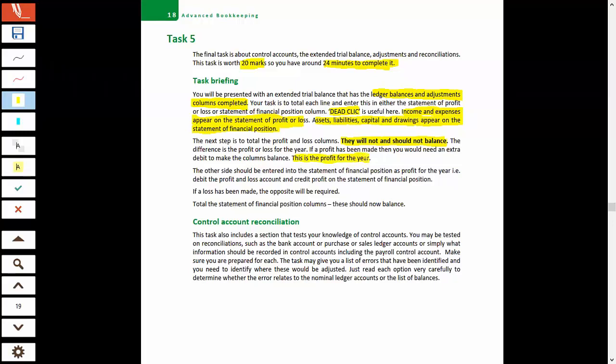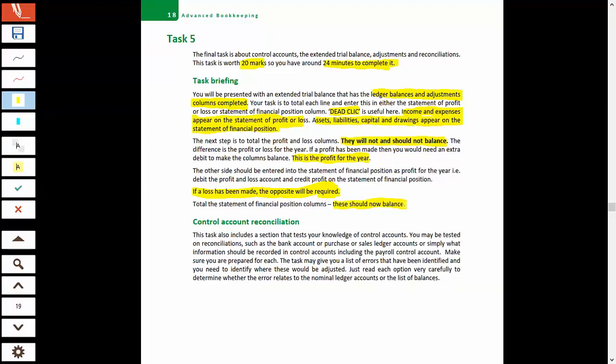The other side should be entered in the statement of financial position as profit for the year. So we debit the profit and loss account and we credit profit on the statement of financial position. Again, we will see that as a visual reference shortly. And then, of course, if a loss has been made, we're going to do the opposite. Stands to reason, doesn't it? Obviously, with profit or loss, whatever a profit is, the entries for a loss are, of course, going to be the opposite. At this point, when everything is in, the columns should balance.